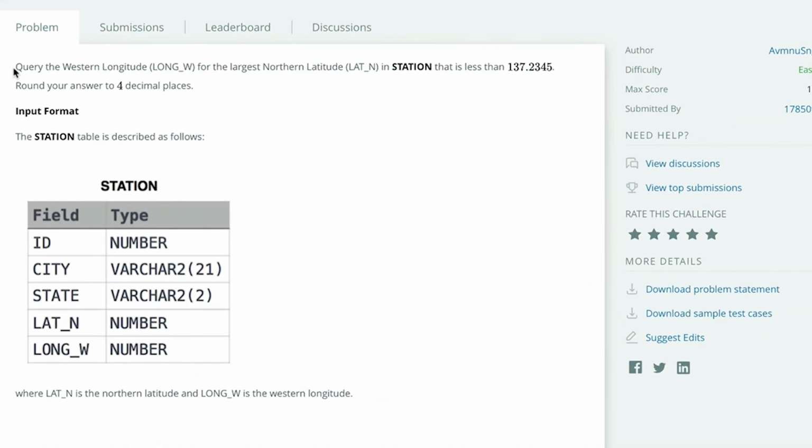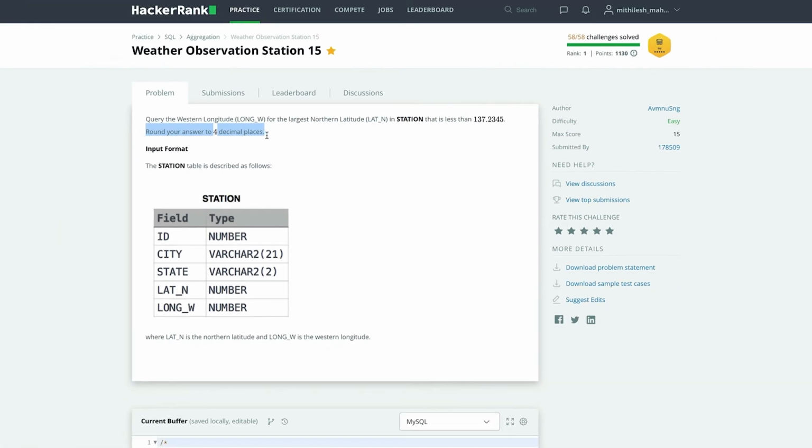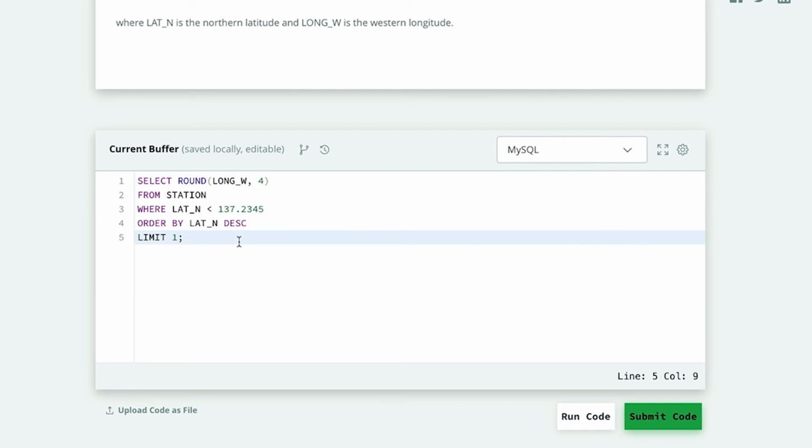The problem statement is: query the western longitude, LONG_W, for the largest northern latitude, LAT_N, in STATION that is less than 137.2345. Round your answer to 4 decimal places. I will give you a hint for this problem and tell you to pause the video and try to solve it on your own. So the hint is, we can solve this question by using the ORDER BY clause and LIMIT clause. So I hope many of you were able to solve this problem.